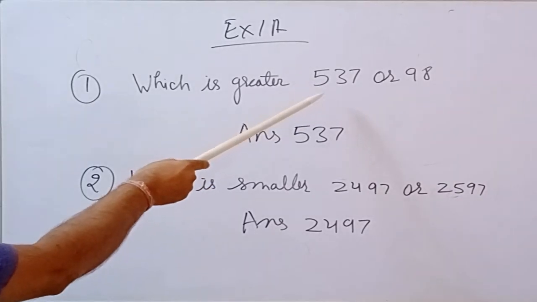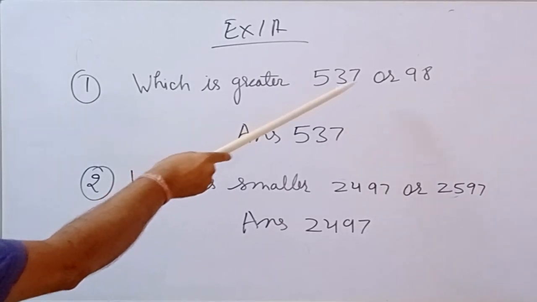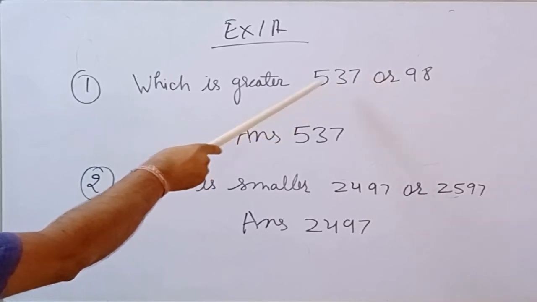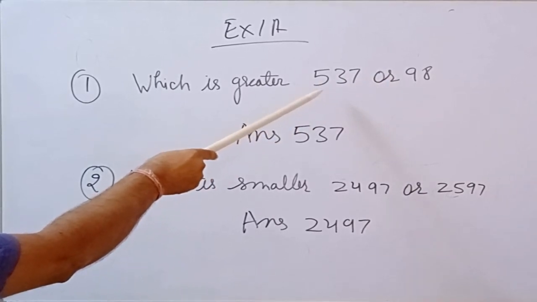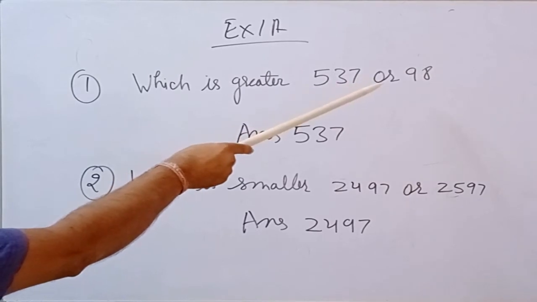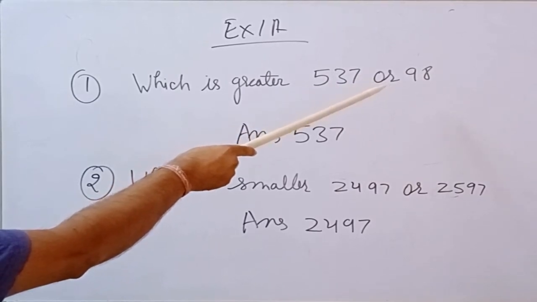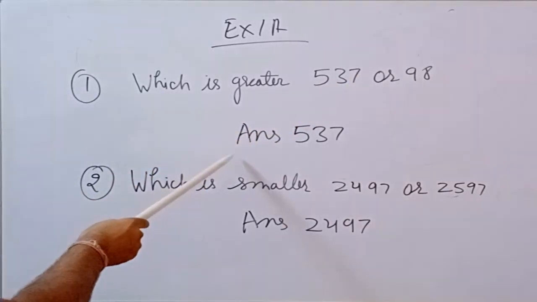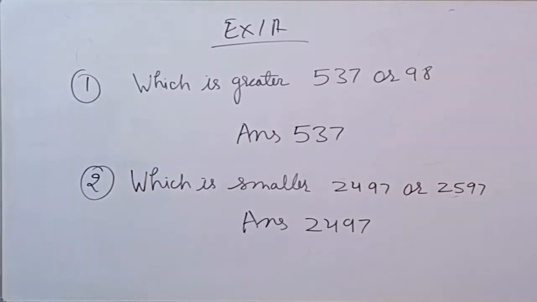How many digits are in this number? 3. How many digits are in that number 98? 2. So the number having 3 digits is more than the number of digits in 98. So 537 will be greater than 98. So the answer is 537.